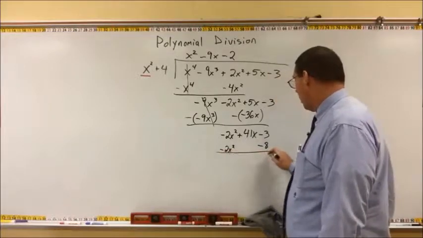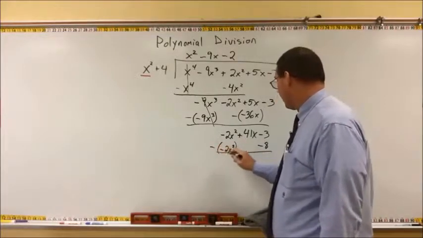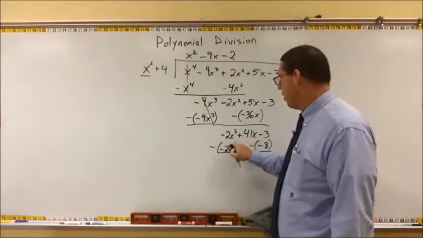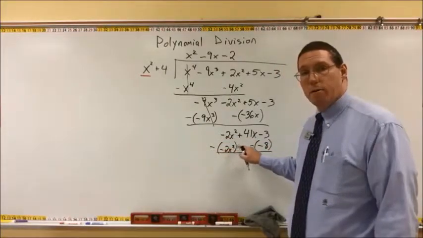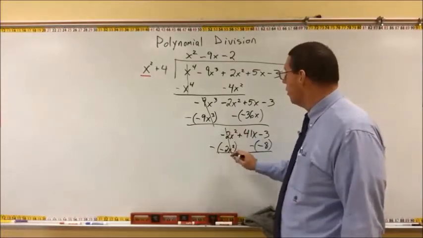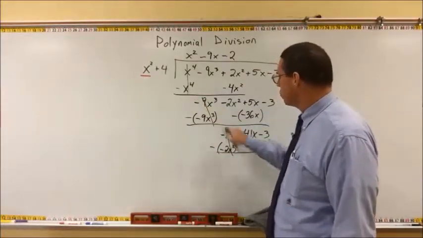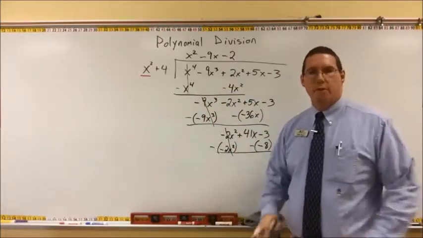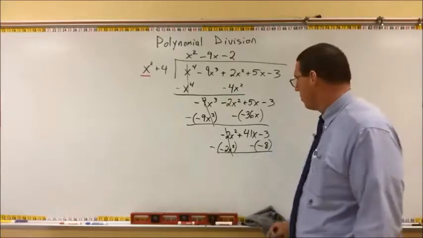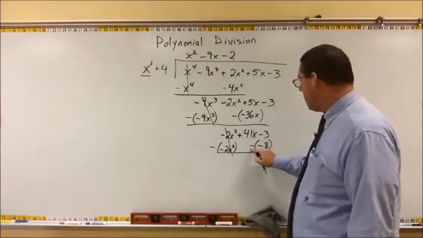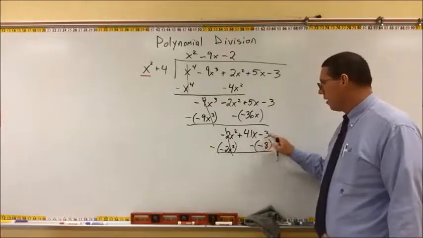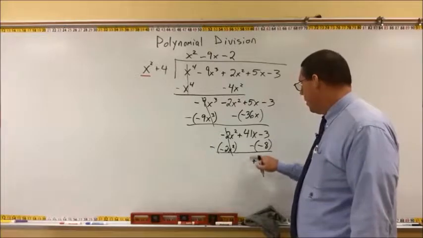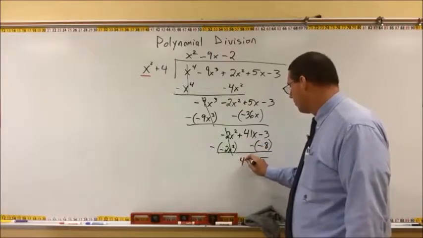Now we're going to draw our line, and we're going to subtract each of these from what's above them. Negative 2x squared minus negative 2x squared is 0. They cancel each other out. Do you notice that in every one of these cases, the first term cancels out? That's just the normal part of the procedure. That will always happen. That first term, if you do it right, should always cancel out. Now, what is negative 3 minus negative 8? Well, that's the same thing as negative 3 plus 8, and that's positive 5, right? And then just carry down the 41x.